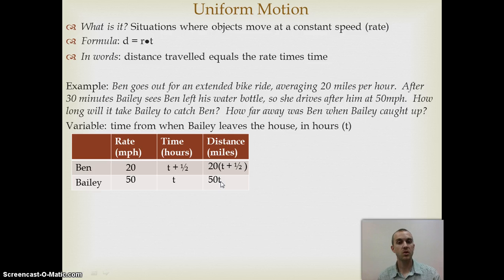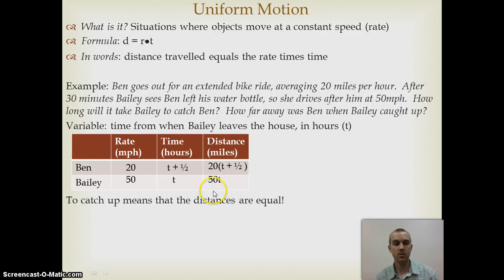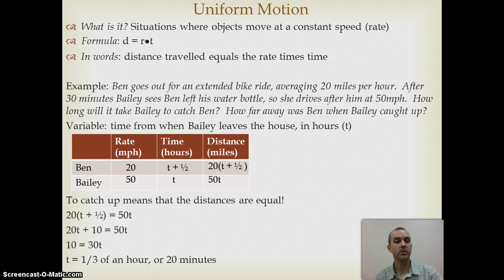Now what you have to remember, though, is that when you catch up, that means that you're at the same place. So these distances have to be equal. So I can set them equal. Now I just solve for t. So I get 20t plus 10 equals 50t. So 10 equals 30t. That gives me that t is a third of an hour, or 20 minutes. So that means it took Bailey 20 minutes to catch up to Ben.